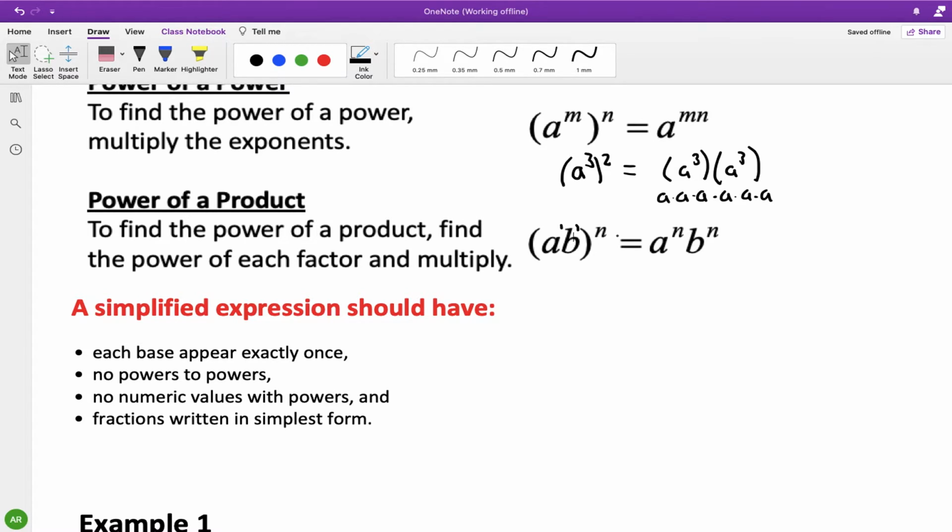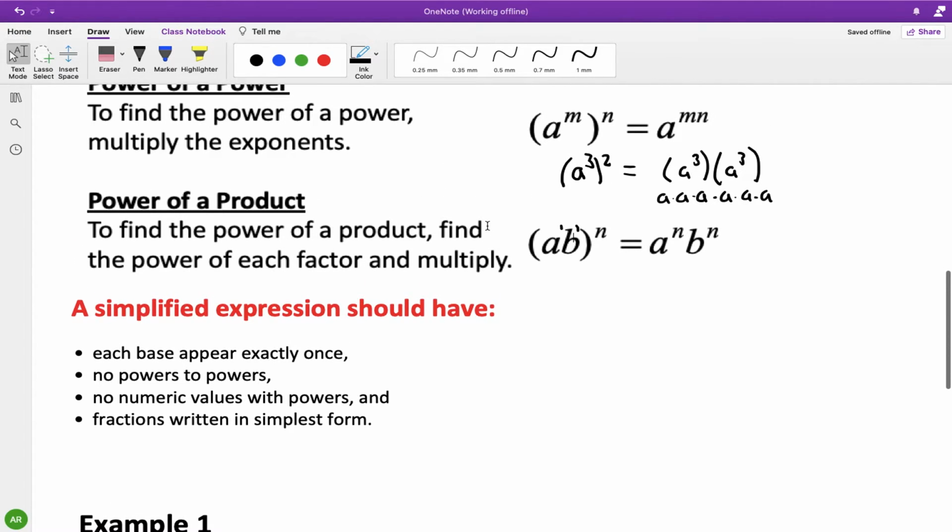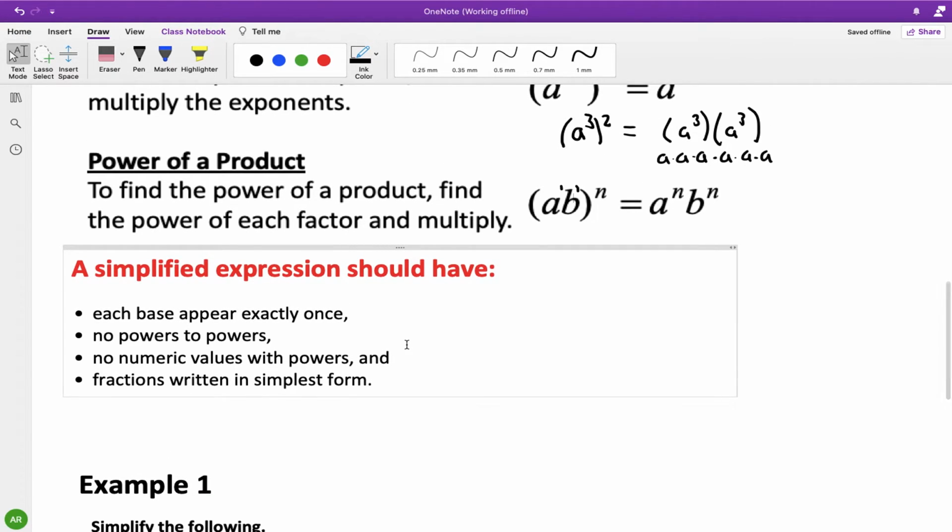All right, we're going to talk about what a simplified expression should have. Okay, each base appears exactly once. So what that means, if you have a letter like an A or a B, whatever that might be, you're only going to see it one time. No power to powers, so anything like right here, when we look at our power to power, the quantity of a to the nth power, we want to get rid of that. We want to make sure we simplify that fully.